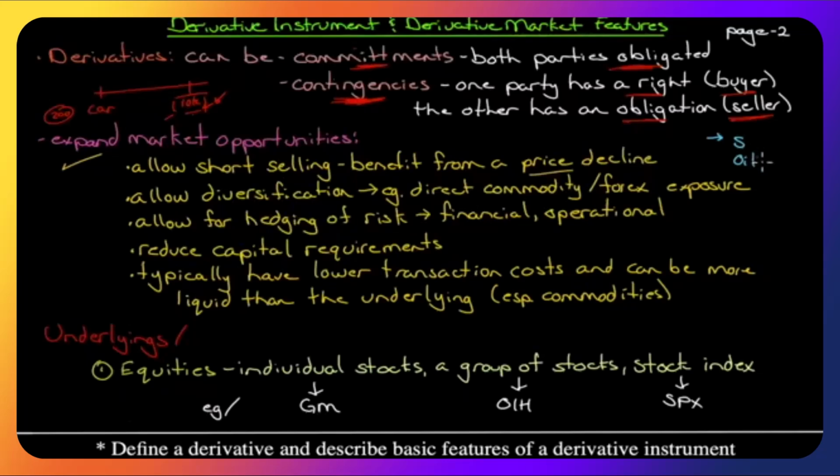Can't do that, but a futures contract will allow you to short oil. It allows diversification, such as direct commodity or forex exposure. So let's say you wanted exposure to gold, GOLD.